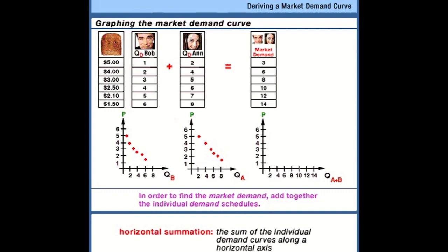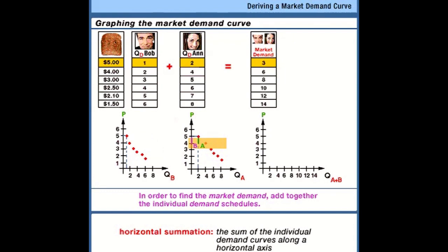We can also do that in a diagram. So, for example here, measure the distance from the axis to the red dot. That's 1 loaf of bread that Bob wants at a price of $5. Add that onto the amount that Ann wants to buy, which is 2 loaves of bread at $5, and we get this horizontal distance. 2 plus 1 is 3. I go over here to $5, and there's a point on my market demand curve.